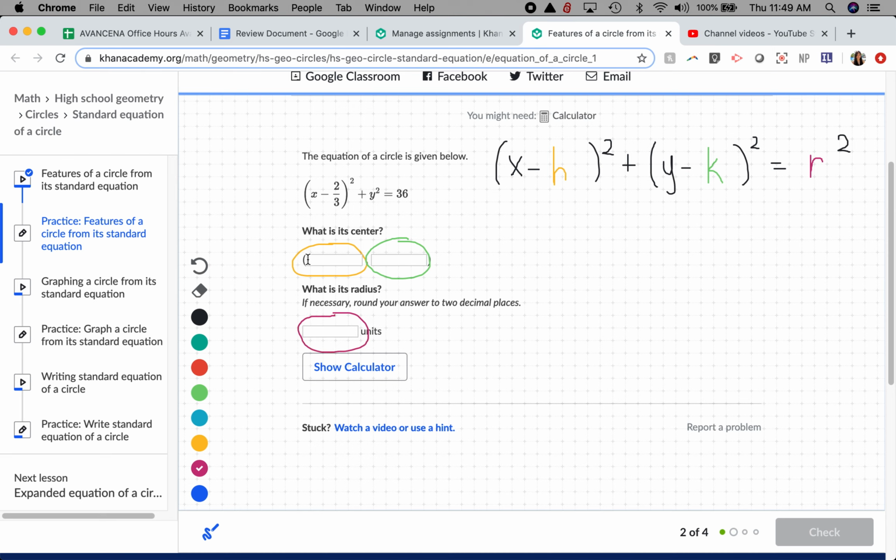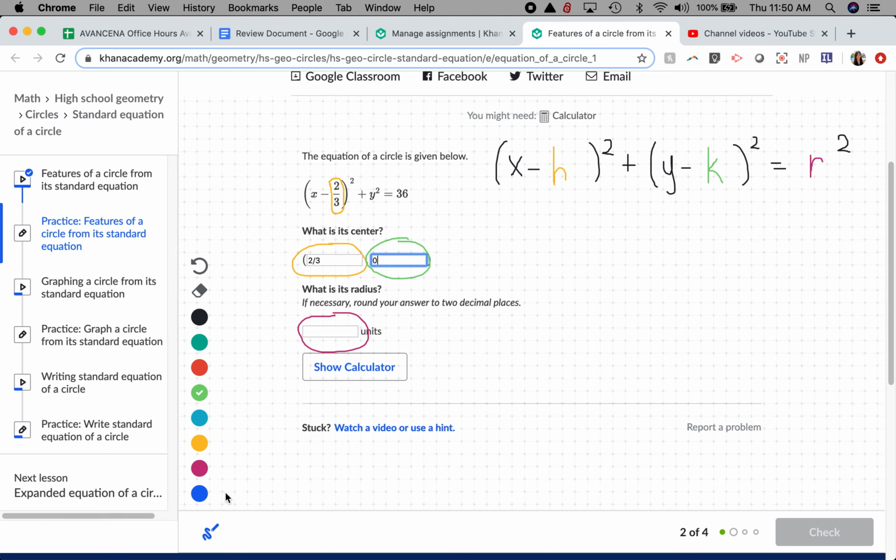Okay, so what I see here is that already I see that 2/3 is being subtracted from x. So 2/3 is going to be my h. Now for my k, I am looking for what is being added or subtracted to my y, which in this case is nothing. So I'm going to put the k as 0, which is the y value of my center.